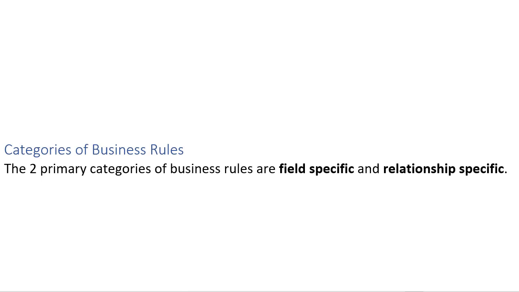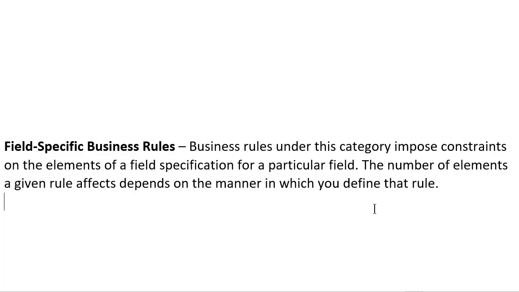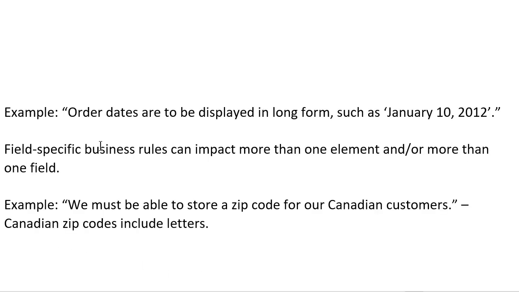So when we look at the categories of business rules, we have 2 primary categories. Those are business rules that are field specific and relationship specific. Field specific business rules are under this category when you are having some kind of constraint on a field. And so the number of elements a given rule affects depends on the manner in which you define the rule. So it could be more than one field. So an example might be order dates to be displayed in long form, such as January 10th, 2012.